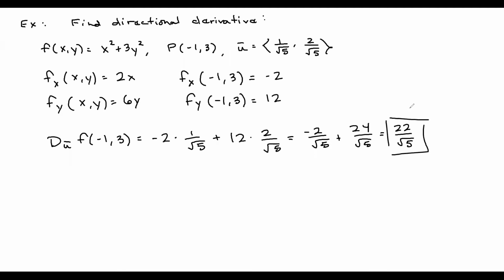And to interpret this, this is the slope in the direction of the unit vector. Okay, so if you're standing on the hillside and you face in the direction u, then the derivative is 22 over root 5. All right, let's try another one.